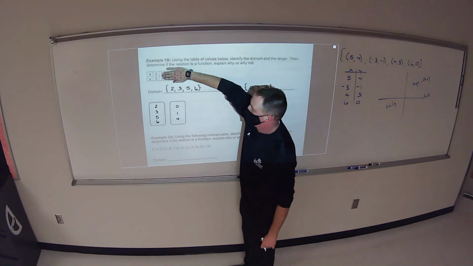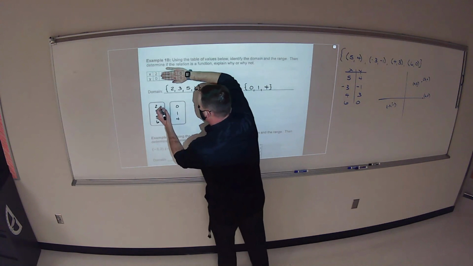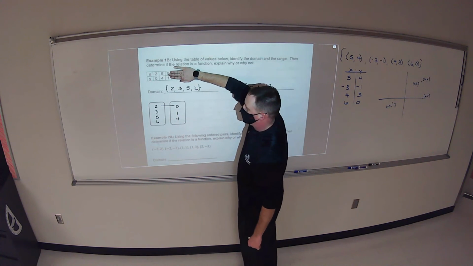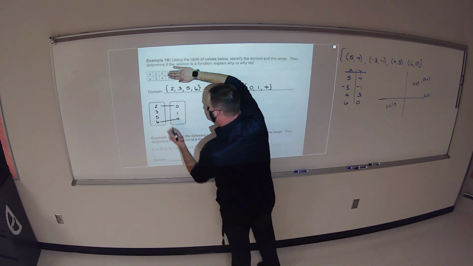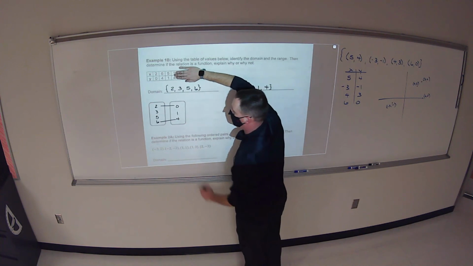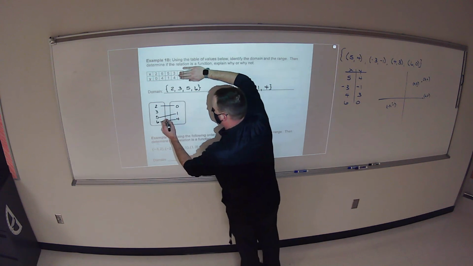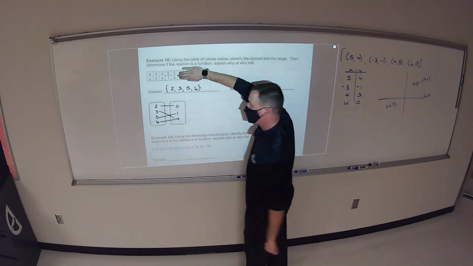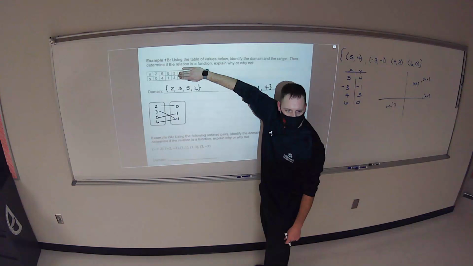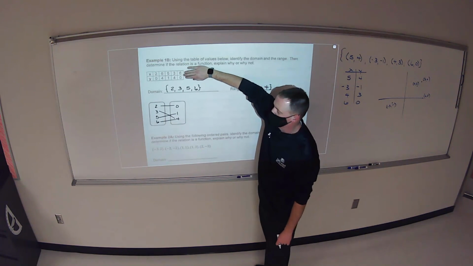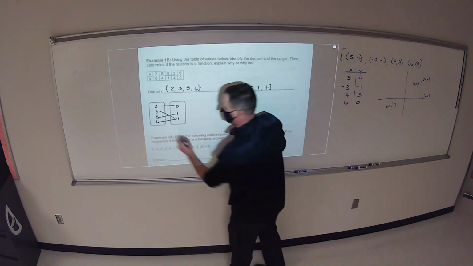So this first ordered pair, 2, 0, says I'm going to draw a line from 2 to 0. My second ordered pair says I need to draw a line from 6 to 4. My third ordered pair says I need to draw a line from 5 to 1. My next ordered pair says I'm going to draw a line from 3 to 4. Okay, if I were to stop, would this be a function? Yes, it would, because each input has exactly one output. But I still have one more to list. I need to draw a line from 6 to 0.